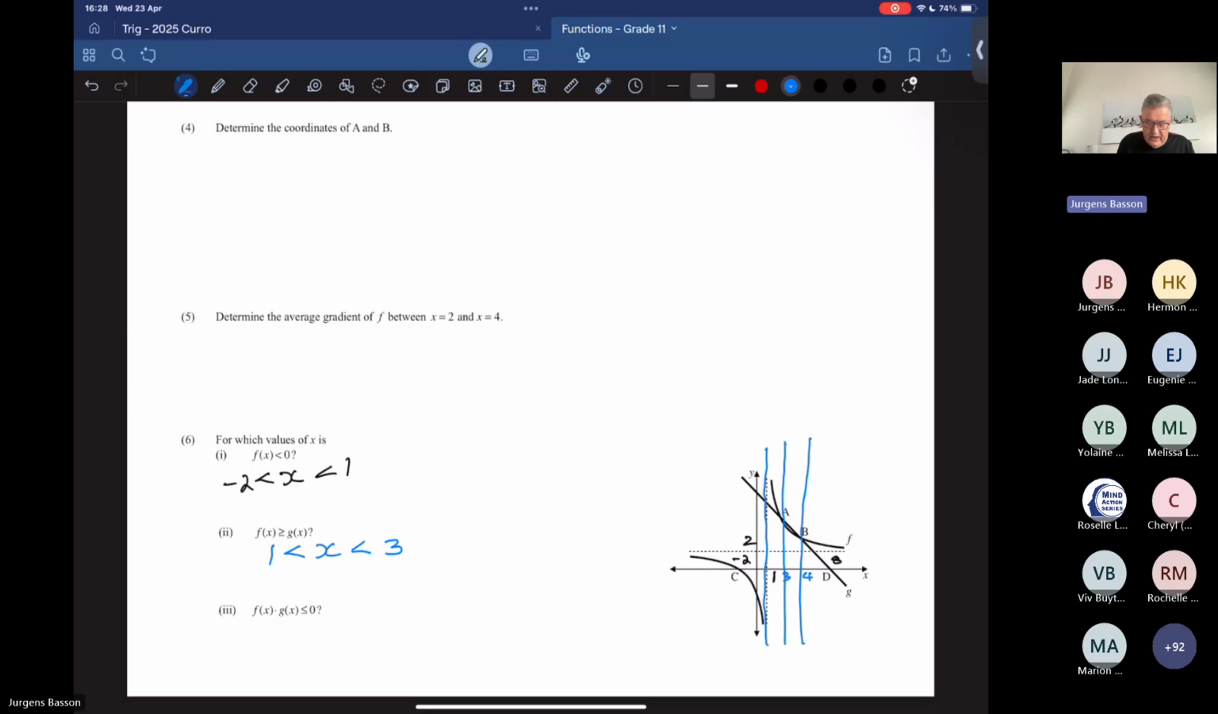We just need to check. The 1 is an asymptote. It will never get an equal. There is an equal in the question, so the 3 will get an equal. And now we must look for maybe another solution.